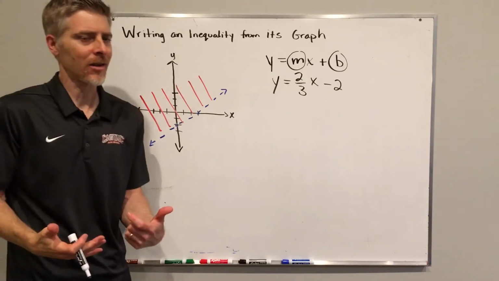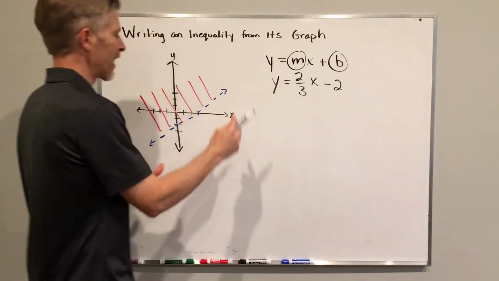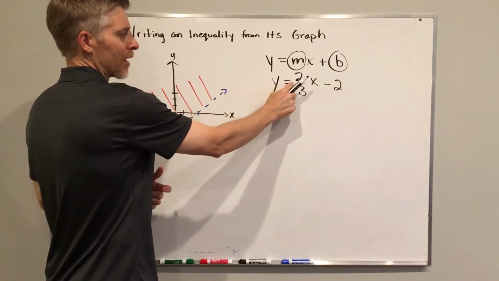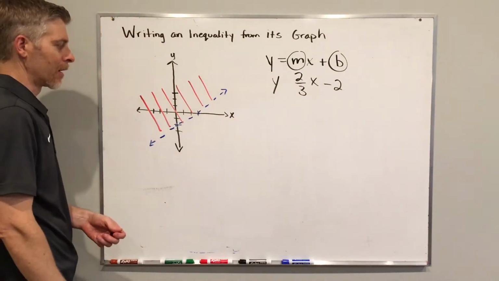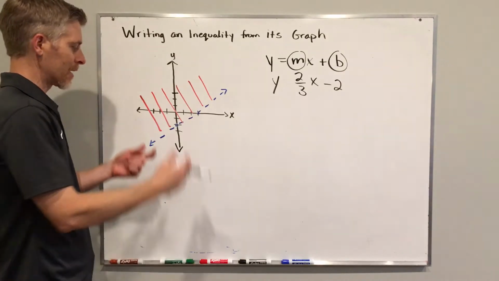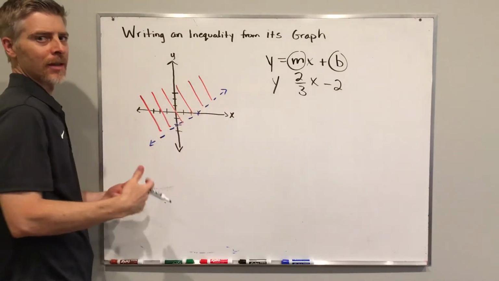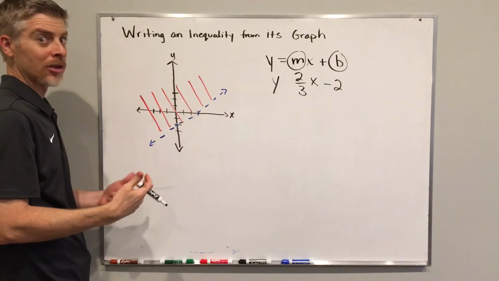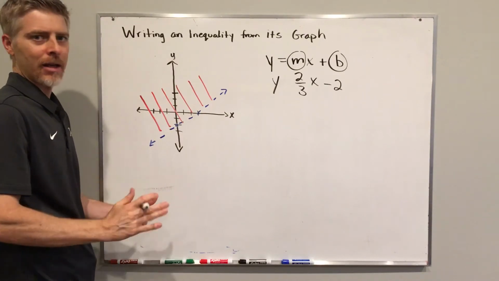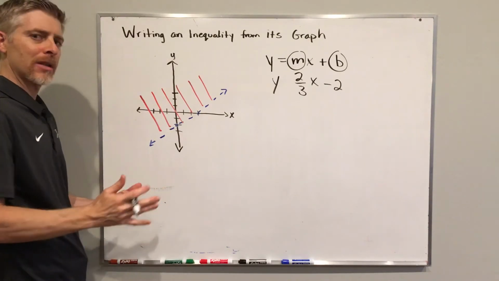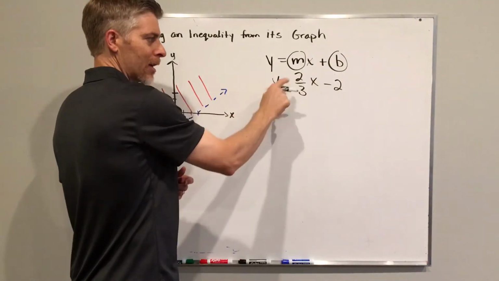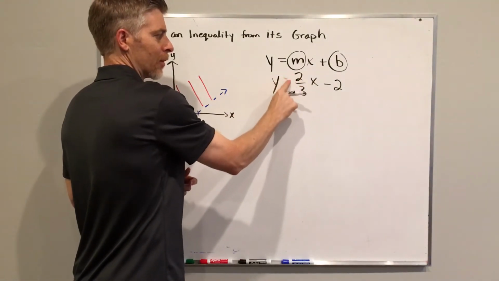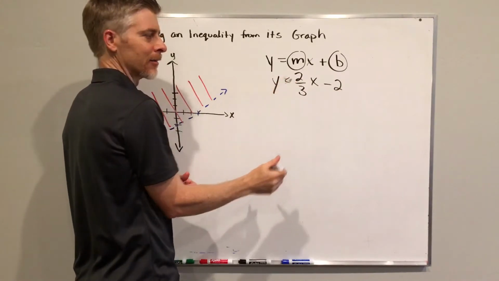But it's not just an equation, it's an inequality. So I can't really put this equal sign here. I need to decide what kind of arrow goes in there. All right, so first question, is it dashed or solid? Right, it's dashed, so it's just gonna be an arrow and not an equal sign. So now we just need to know what direction the arrow should point. Should it be greater than, or should it be less than?